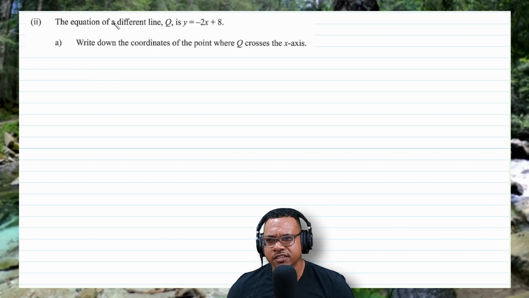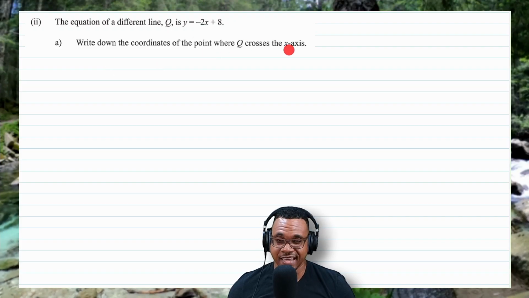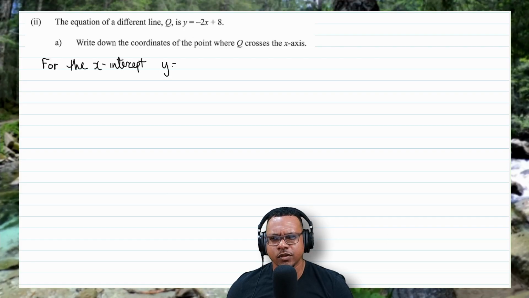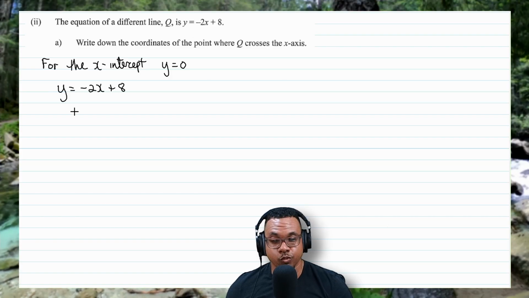So for B part 2, we have a different line, which is Q, and its equation is y is equal to negative 2x plus 8. Now here we want to write down the coordinates of the point where Q crosses the x-axis. So that's what we call the x-intercept. And to get the x-intercept, that's when y is equal to 0. So I'll put for the x-intercept, y is equal to 0. So I'll have y is equal to negative 2x plus 8. And we put y is equal to 0. So we have 0 is equal to negative 2x plus 8.